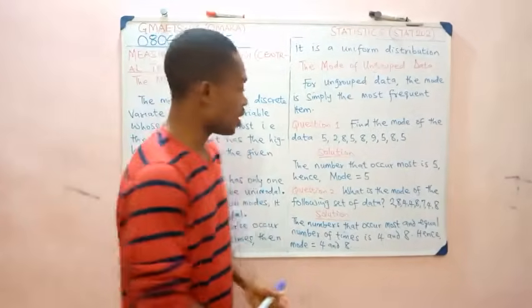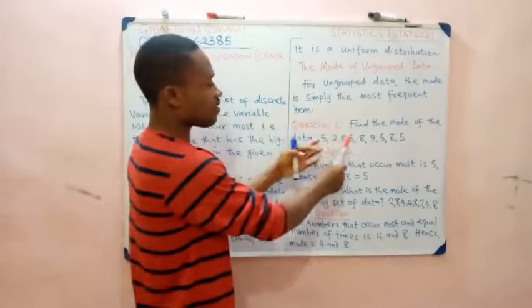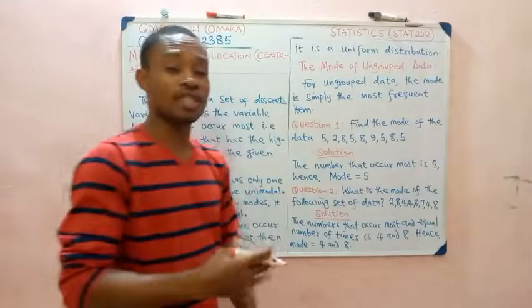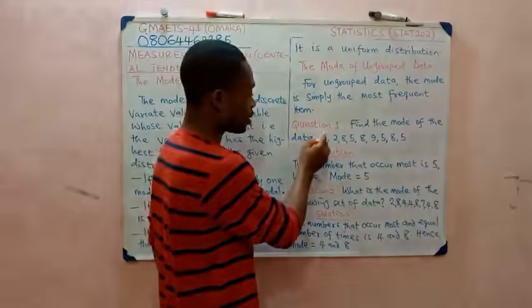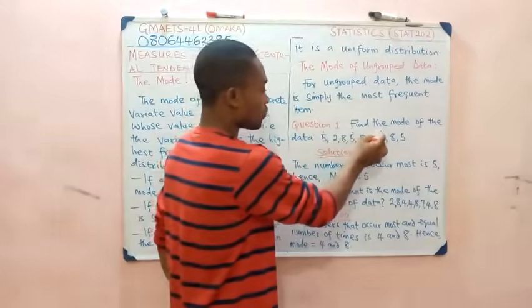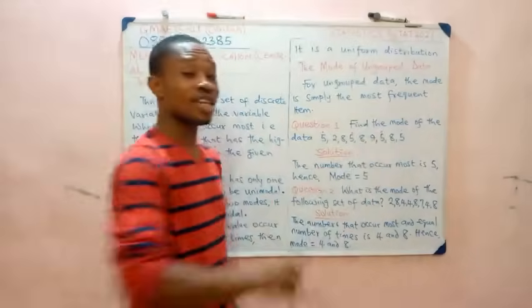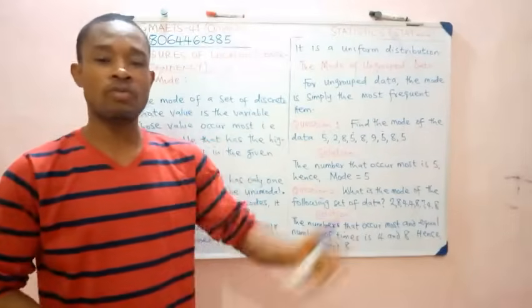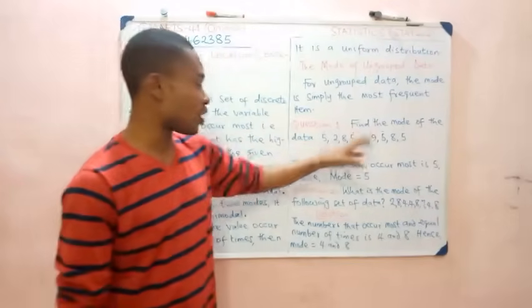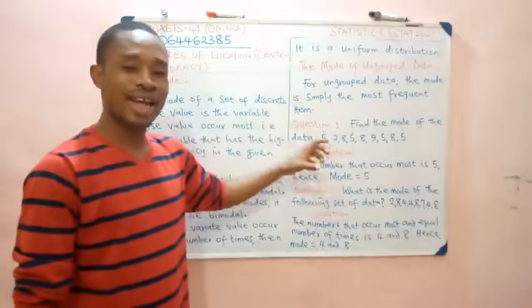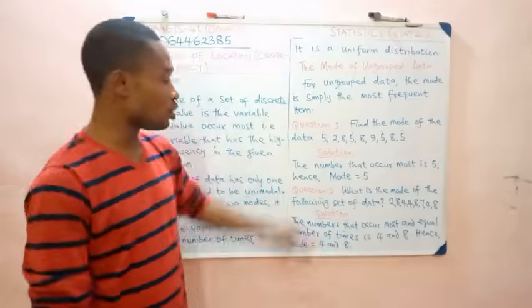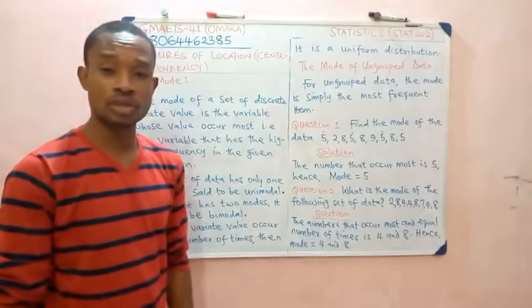If you look at this, you notice that 5 seems to occur the most. Let's count the number of 5s that we have in that distribution. This is 1, this is 2, this is 3, and this is 4. If you count any other variate value, you notice that none is up to 4 times. Only 5 appeared 4 times. Therefore, the highest occurring frequency here is 5, and hence the mode of this distribution.